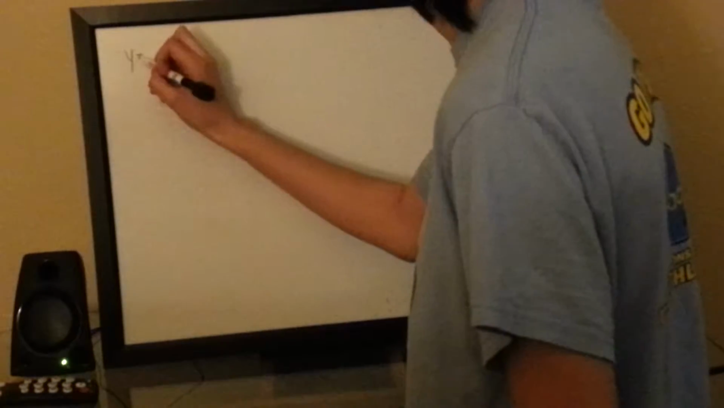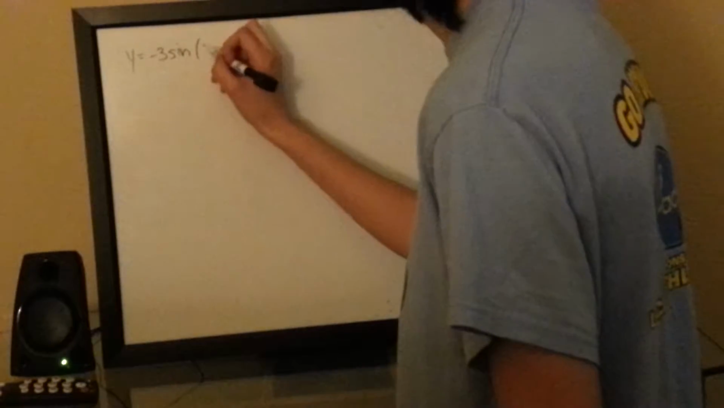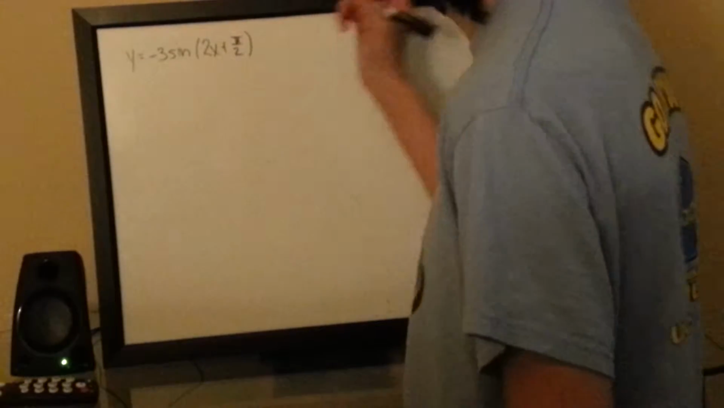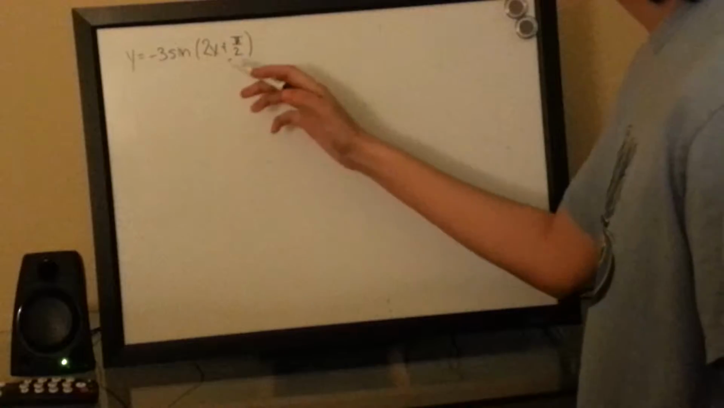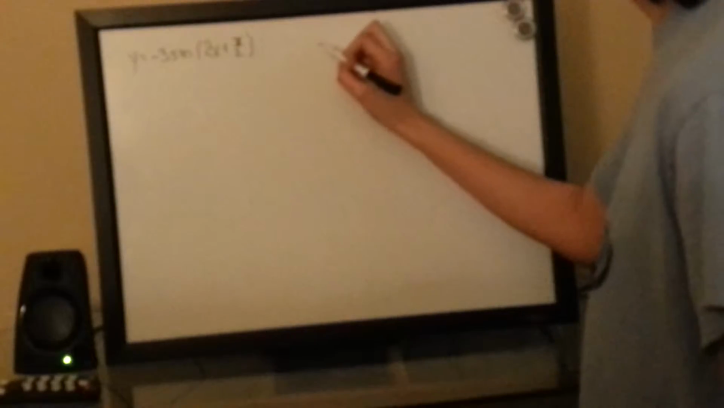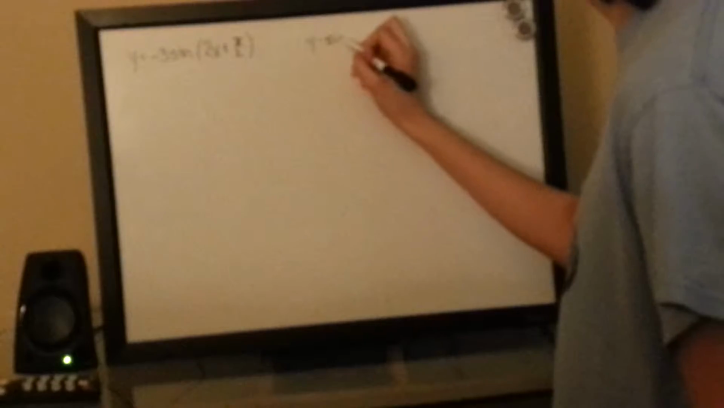...is Jessica Gridner, and today I'm going to be showing you how to graph a trigonometric function. The function we're going to be graphing today is y equals negative 3 sine 2x plus pi over 2. To understand how to graph this function, we have to first look at the parent function, which is y equals sine x.